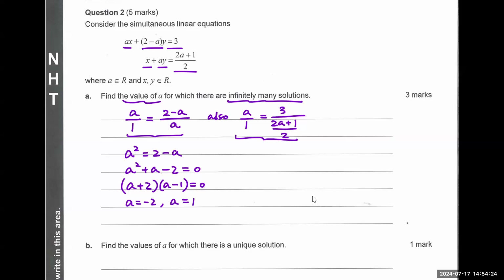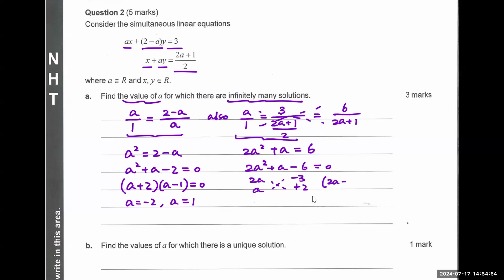Let's check the other set of equations. This can be simplified to 6 over 2a plus 1. And cross multiplying, we should get 2a squared plus a equals 6. So 2a squared plus a minus 6 equals 0. Factorizing, we have 2a and a. Let's use a 3 and a 2, or actually minus 3 plus 2. So that's giving me (2a minus 3) and (a plus 2) equals 0. a equals 3 over 2, or a equals negative 2.